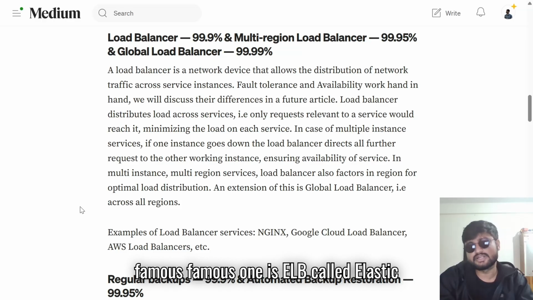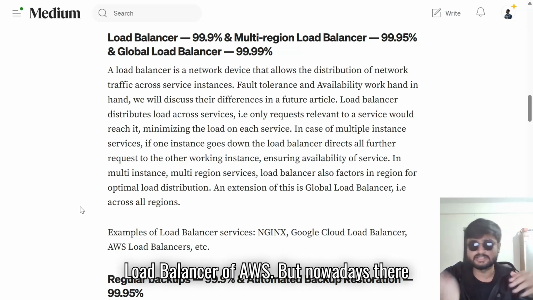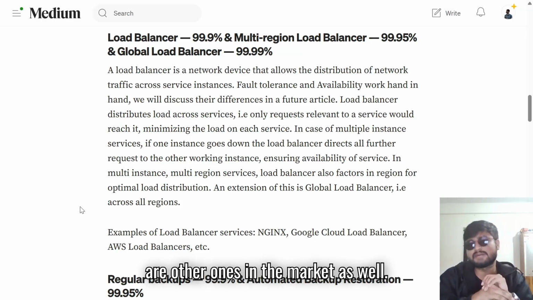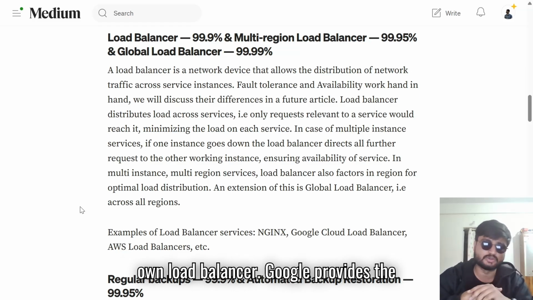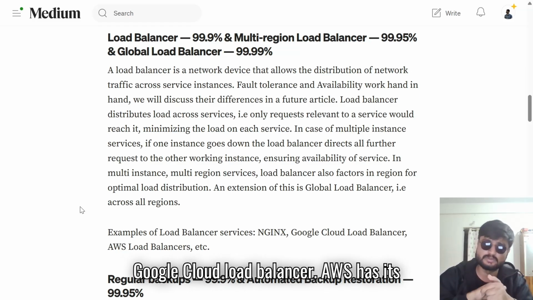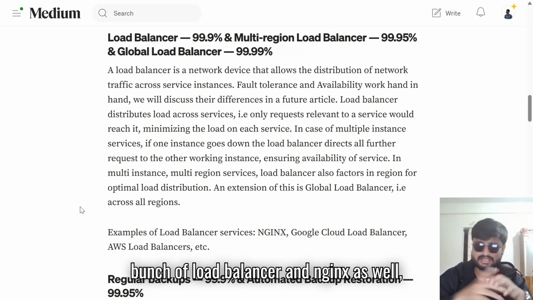There are some common examples of load balancers. The most famous one is ELB, called Elastic Load Balancer of AWS. But nowadays, there are other ones in the market as well. Almost each cloud company provides their own load balancer. Google provides the Google Cloud Load Balancer. AWS has its bunch of load balancers, and Nginx as well.